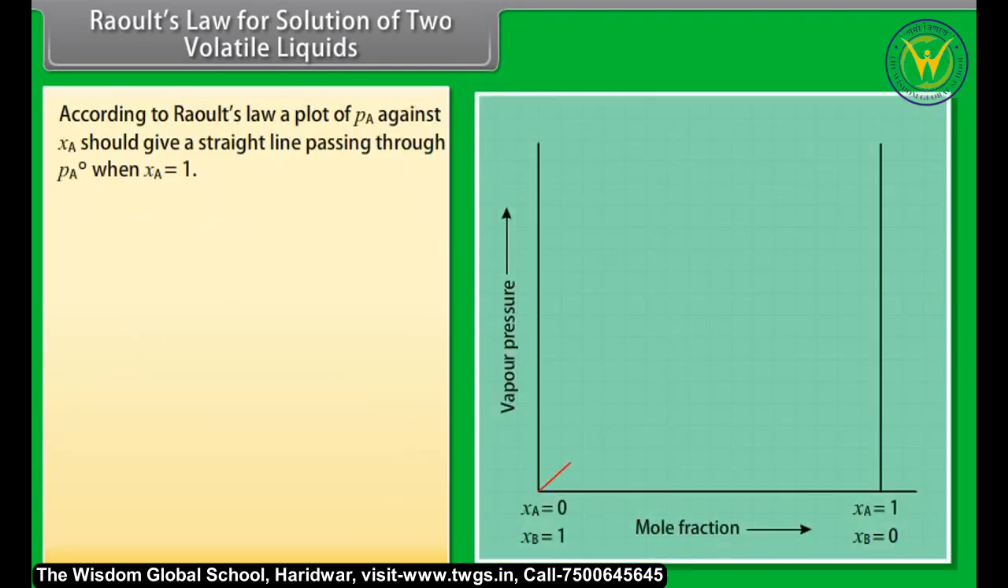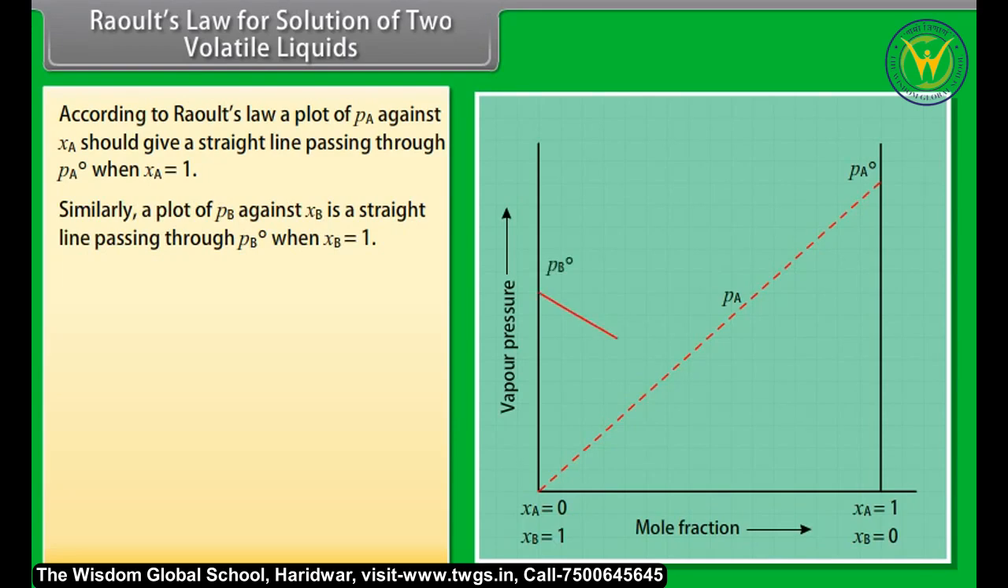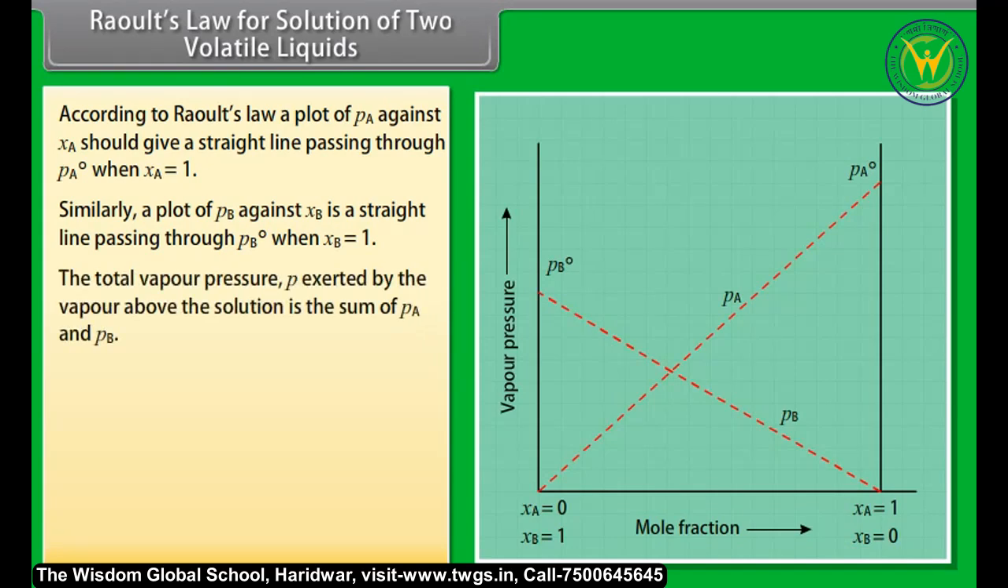According to Raoult's law, a plot of PA against XA should give a straight line passing through PA° when XA = 1. Similarly, a plot of PB against XB is a straight line passing through PB° when XB = 1. The total vapor pressure, P, exerted by the vapor above the solution is the sum of PA and PB. P = PA + PB.